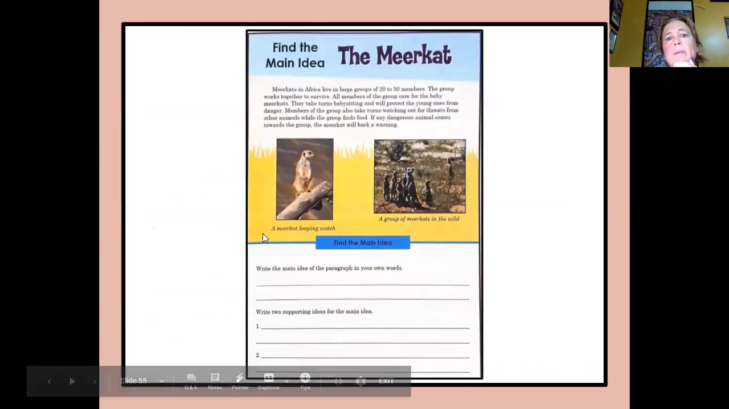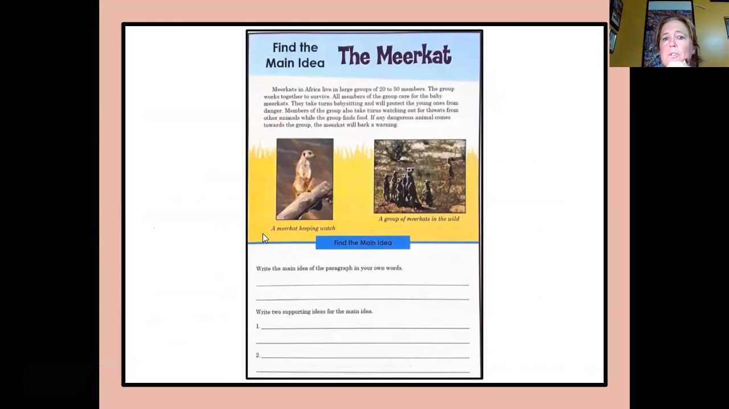This passage called The Meerkat will be the passage that you are doing in Show Me today. But before I have you do it, I'm going to go ahead and read it to you so that you understand the passage before you do your main idea work. Okay, so the story is called The Meerkat.